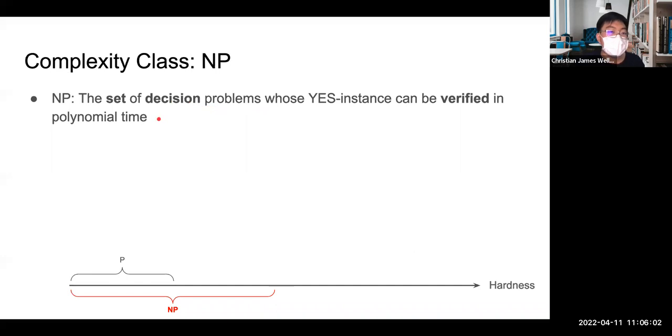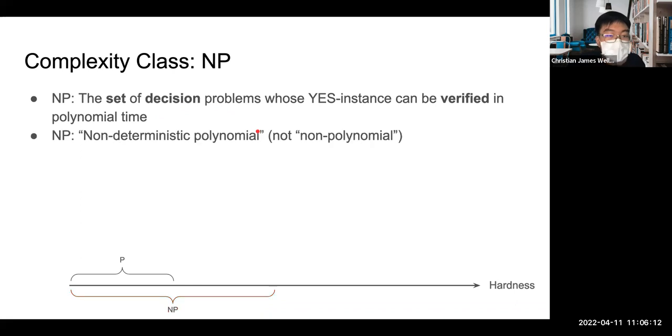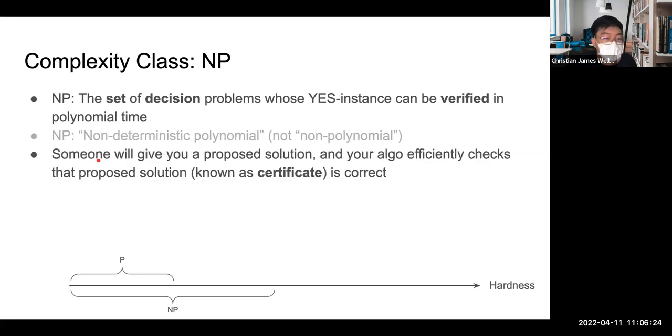In NP, what I tell you is that, hey, give me a yes instance. I'll tell you whether this thing can be verified in polynomial time or not. I use that yes instance to verify whether the answer is correct. Okay, so NP stands for non-deterministic polynomial. It's not non-polynomial, just fun fact, but the reason it's so, you don't really have to know. Okay, so NP is non-deterministic polynomial.